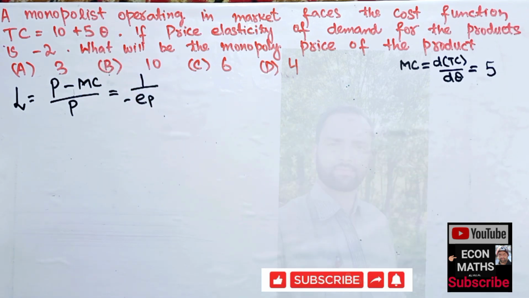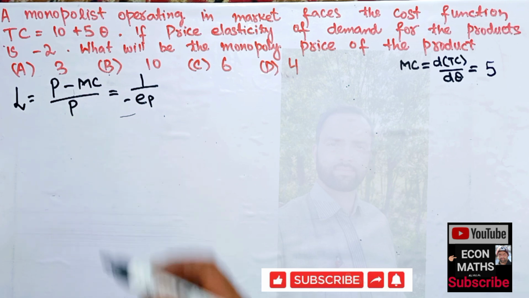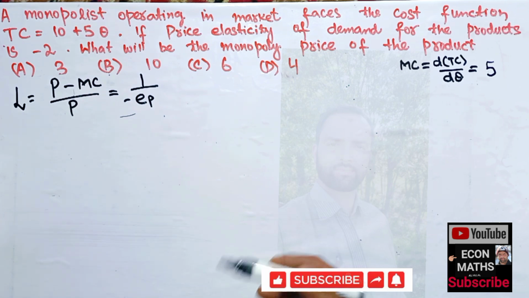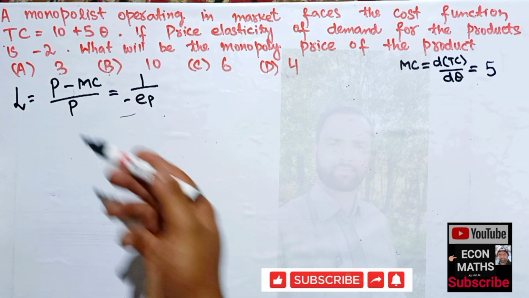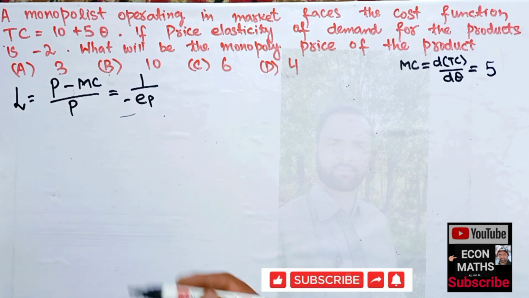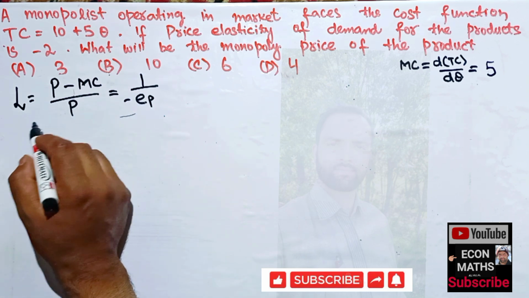So to find the monopoly price, what will we do? We will solve this very relation for price. And lastly I will tell you what this Lerner's index actually means. So first, solving for price, we can write it like this.